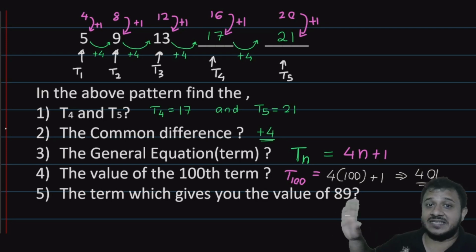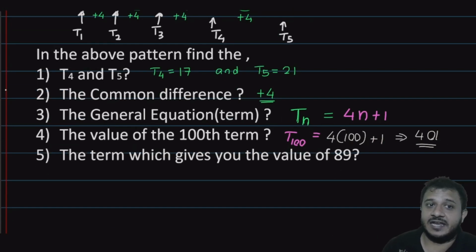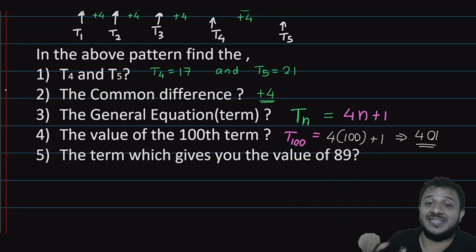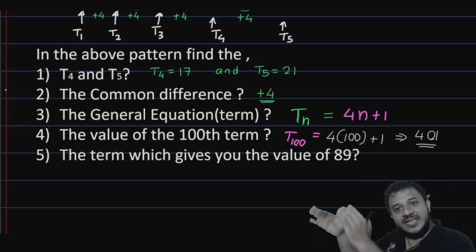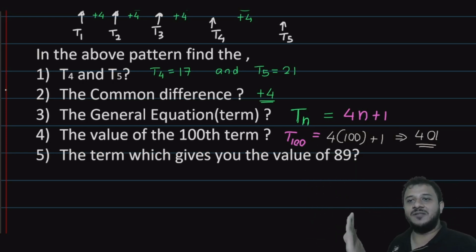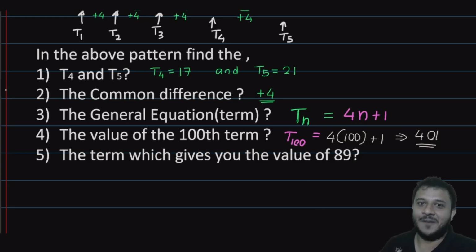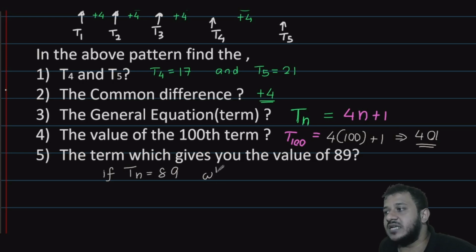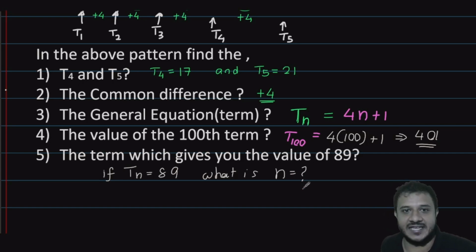Now the next question is a little different. The next question says, the term which gives you the value of 89. That means if you keep on writing this number pattern, there will be a number 89 coming up. But what term is that number? What they are saying is, if Tn is 89, what is n equal to? Do you guys get it? They are asking which number it is.